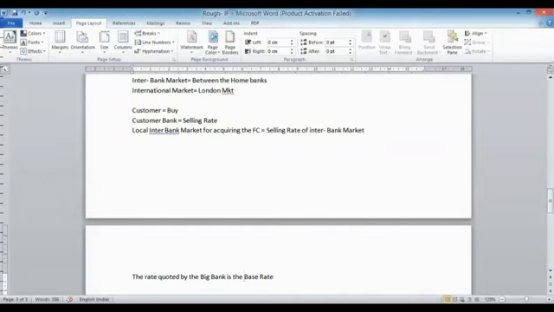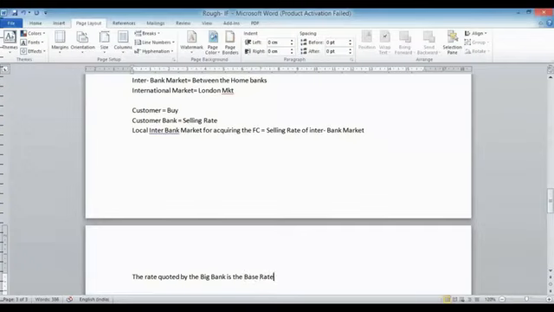And who is the big bank? The bank which is holding the foreign currency and also wishes to sell, because holding alone is not going to serve the full purpose. The wish to sell is also one of the important factors to be considered. The rate quoted by the big bank is the base rate.